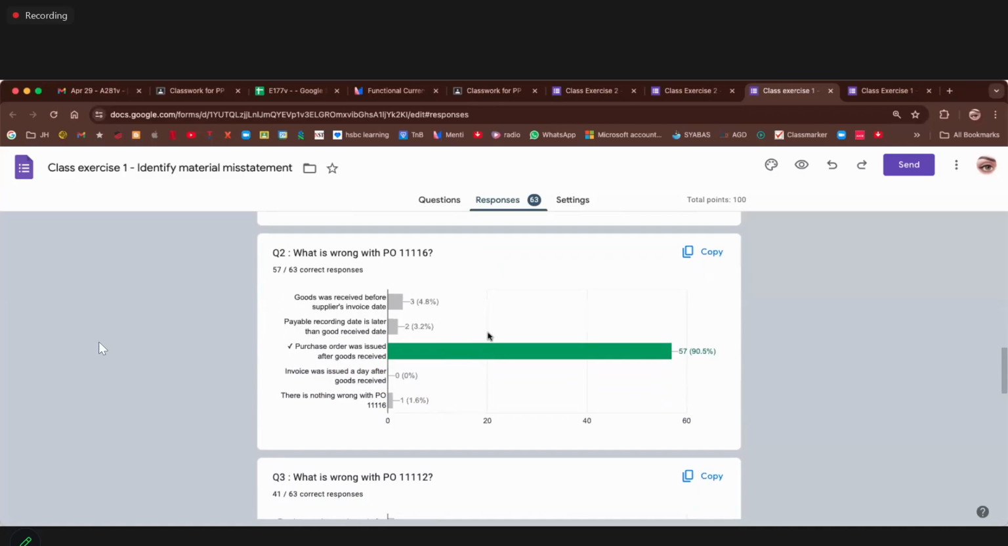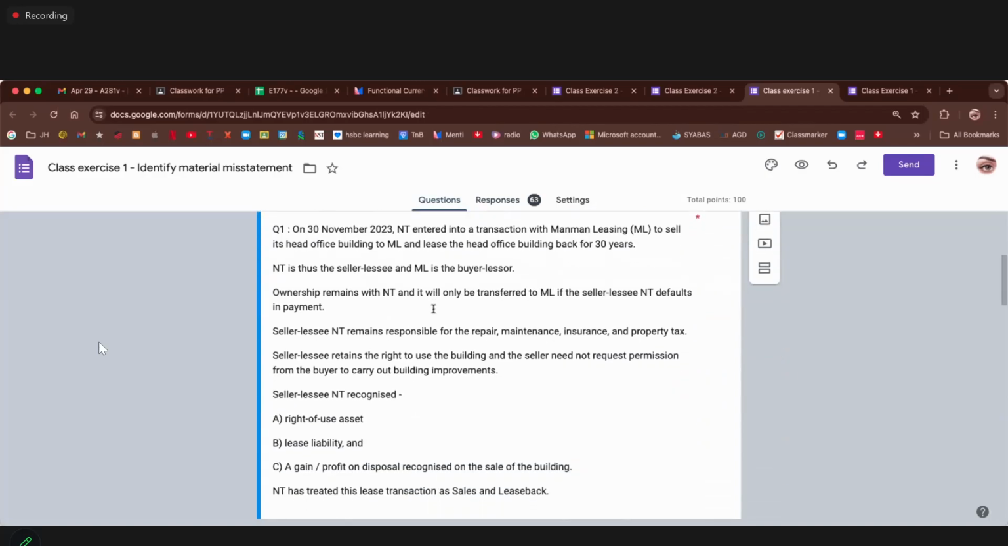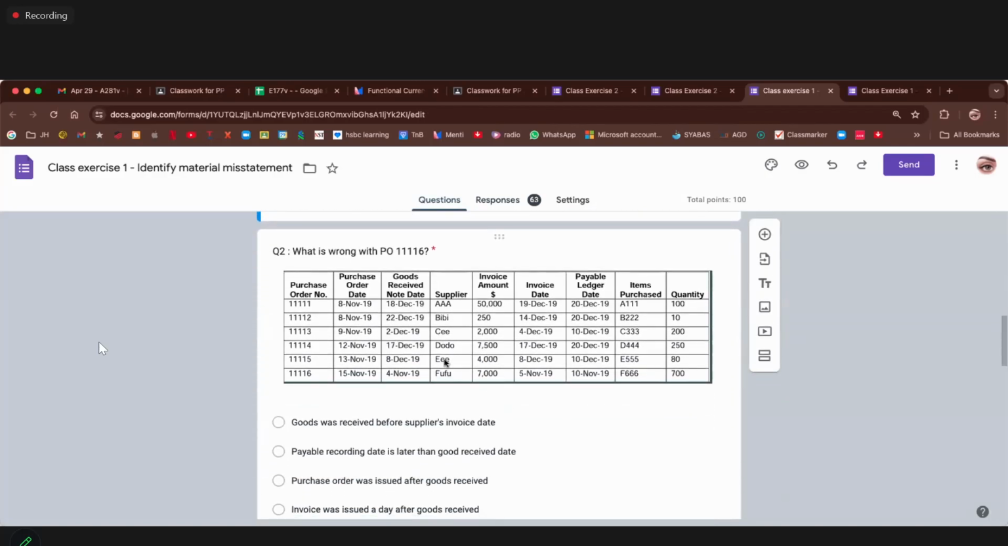Next question. Sometimes, in fact every year, there will be a question where they give some data, like data analytics, and then ask you to identify 5 or 6 material misstatements. Let me show you the question. This question looks something like this. In fact, this is actually taken from a past year. What's wrong with PO 11116, this one?